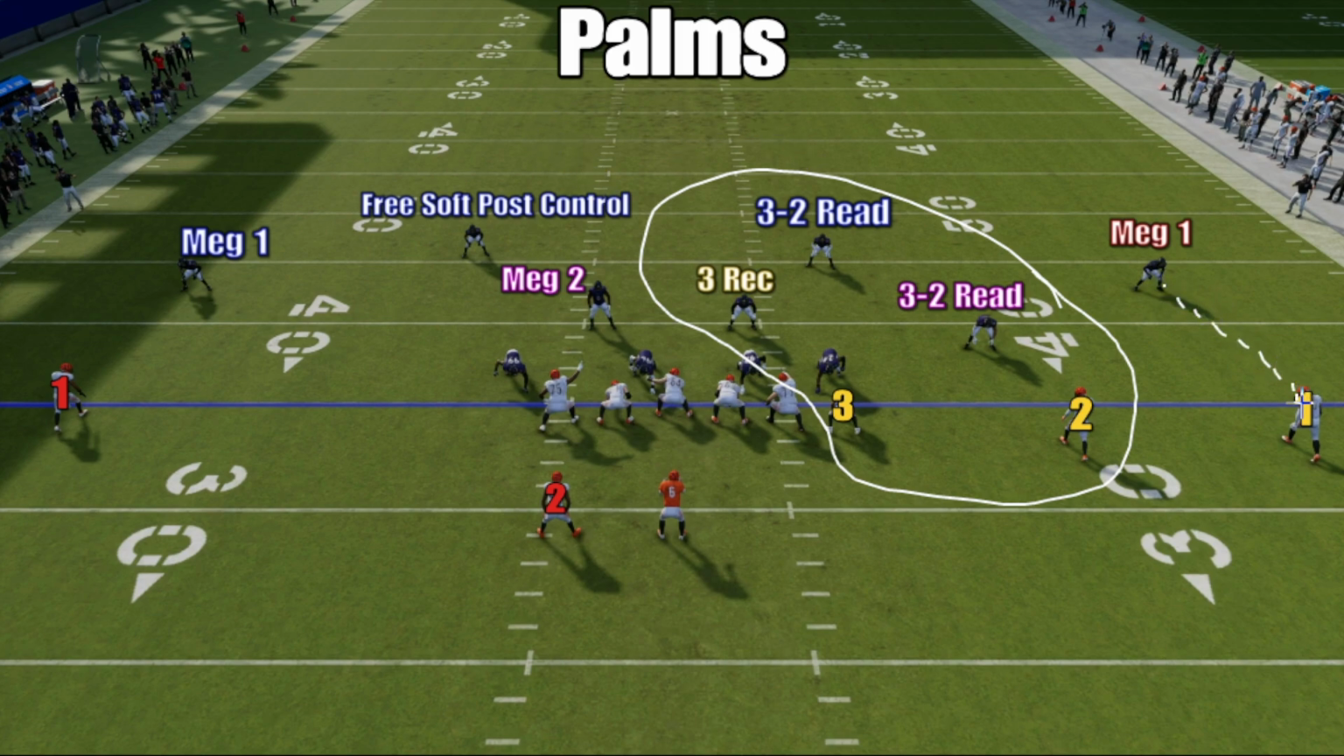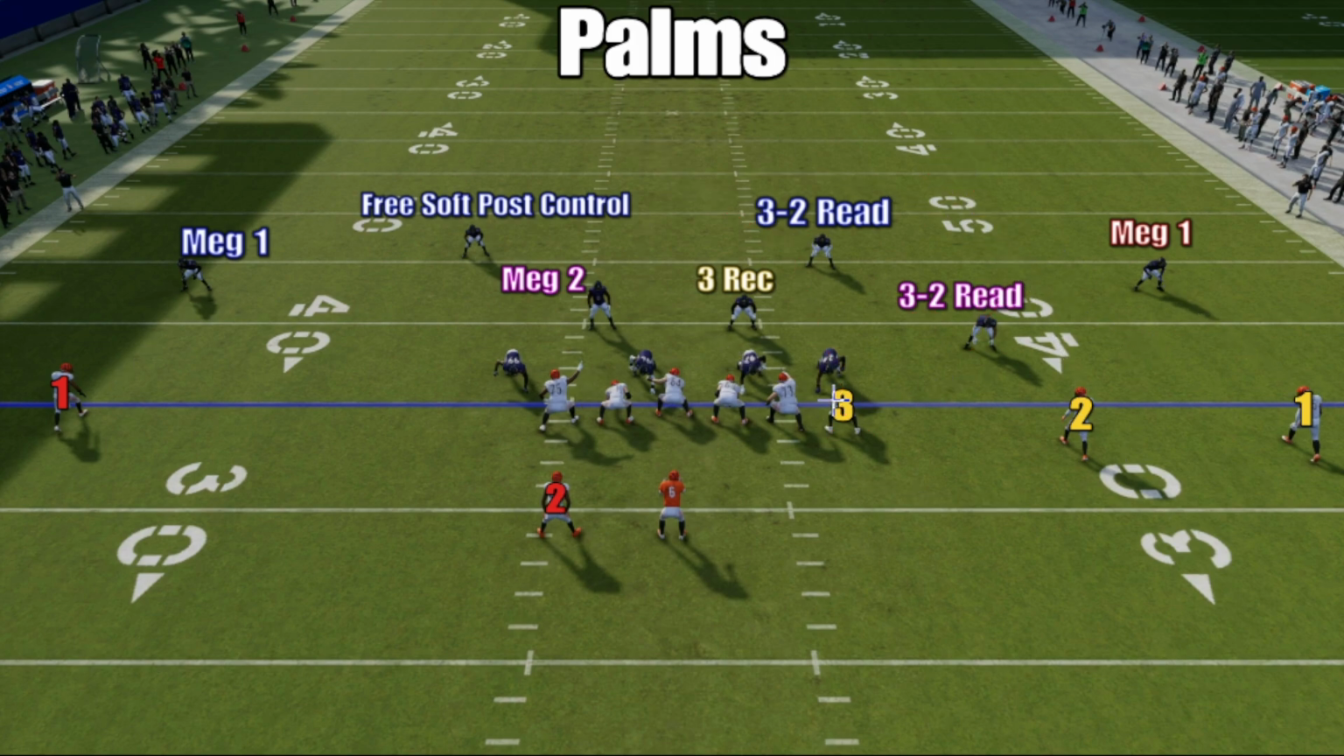Now you are Meg on this guy, and he's Meg, at least the way they have it coded in the game. He's Meg on 2 when you play palms, but we're playing a 2-read concept here. So the safety is reading 3-2, and this apex is also reading 3-2. So he kind of dictates how this is going to play out. If he runs a vertical pattern, then the safety takes him man-to-man because he's reading 3-2. And the corner, who's reading 3-2 as well, when he sees him go vertical, well, then he plays 2 vertical man-to-man, right? When I see this guy going vertical, I know I don't have to take him because the safety has him, so then I play man-to-man vertical on the number 2.